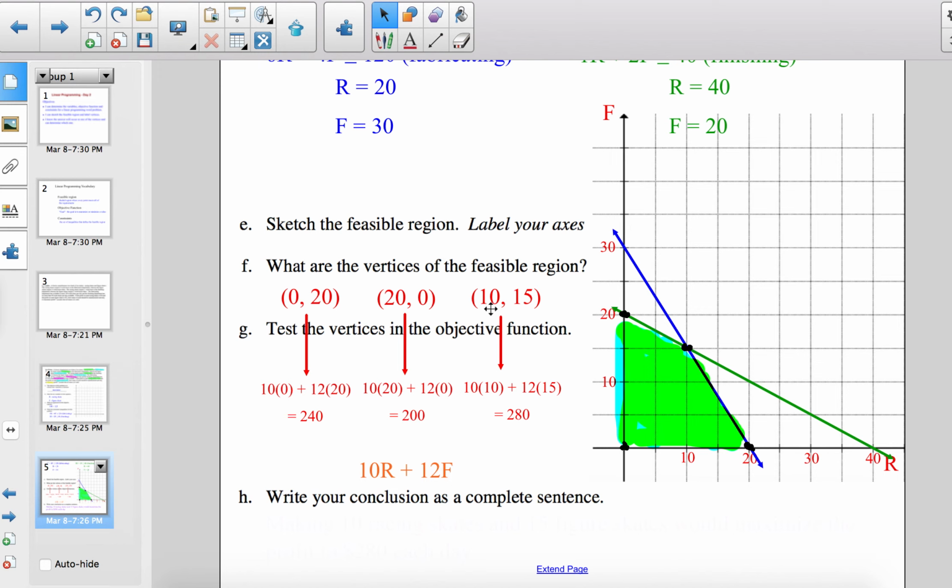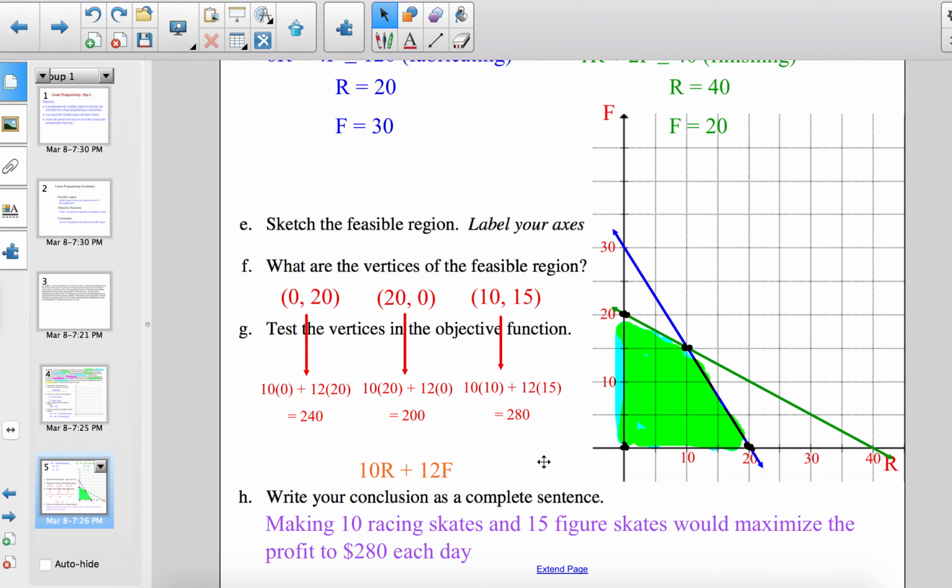So that means if I sell 10 of this one and 15 of this one, I will make a profit of 280. So that's what they asked down here. Write your conclusion as a complete sentence. So I wrote, if I make 10 racing skates and 15 figure skates, 10R, 15F, that would maximize my profit to $280 each day. All right, so that was example number 1.